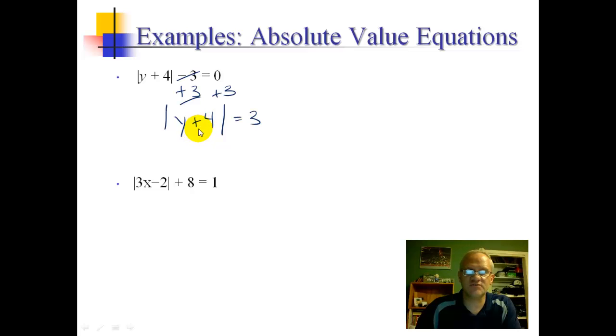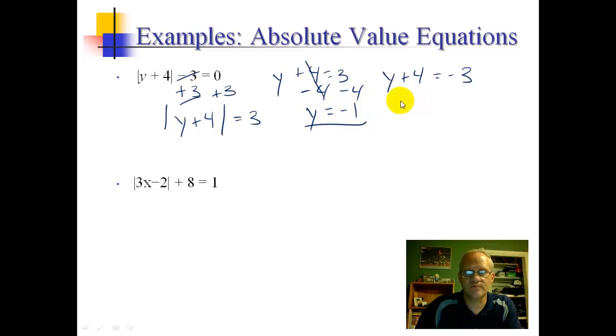And now I say, okay, absolute values, Star Wars. That means, again, remember, what can go inside the bars in place of y plus 4 could be a 3 or a -3. So I'm going to write my two equations here. y plus 4 could equal 3, or y plus 4 could equal -3. And I just solve both of those. Subtract 4. So it looks like y could equal -1, or -3 minus 4, y could equal -7. It looks like those are our two possible solutions.